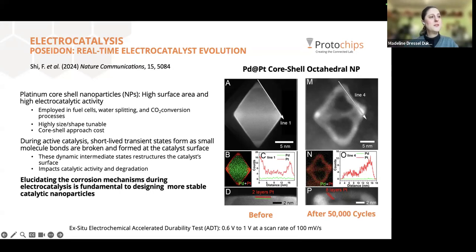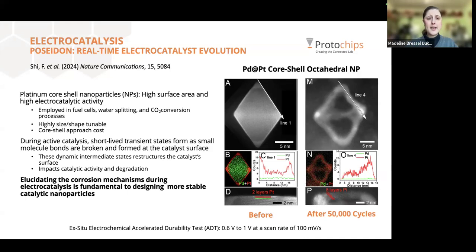And so this is a core shell octahedral nanoparticle. So it's a palladium core with a platinum shell. Core shell nanoparticles are very widely used because you use much less platinum if it's just on the shell. So it is much more cost effective. You can really tune the shape and the size for different reactions.